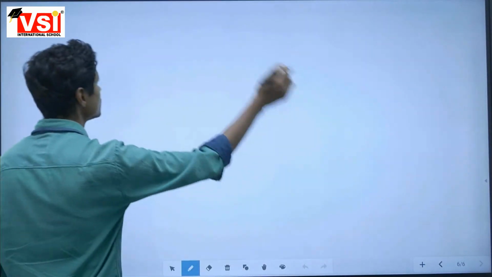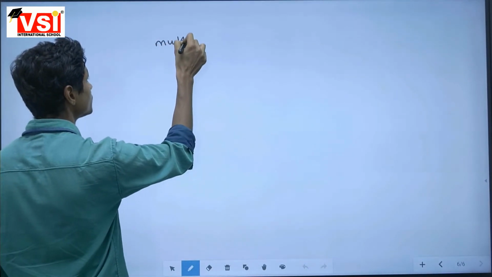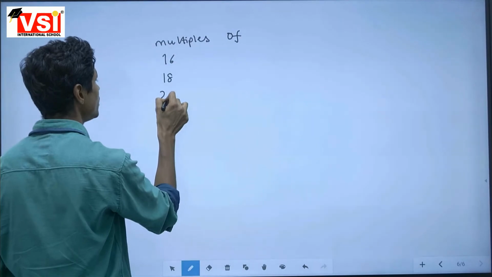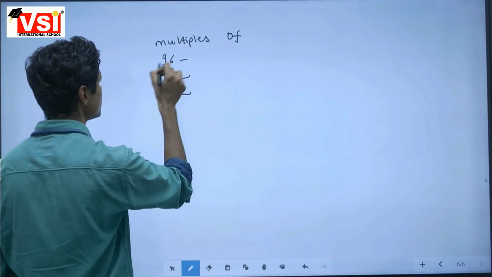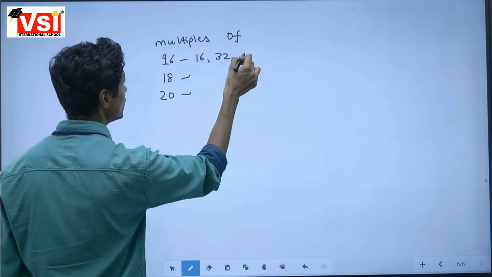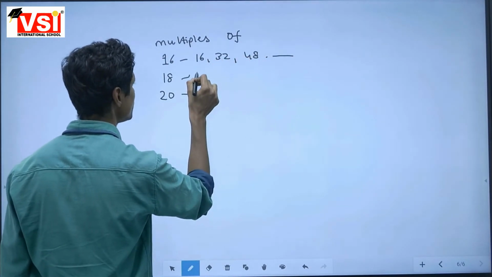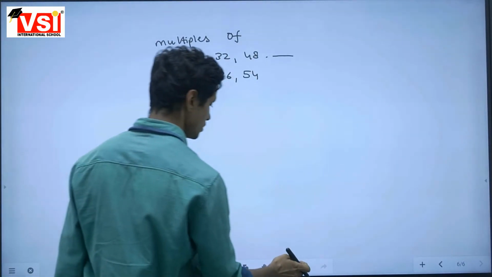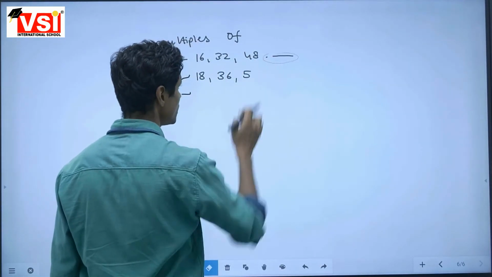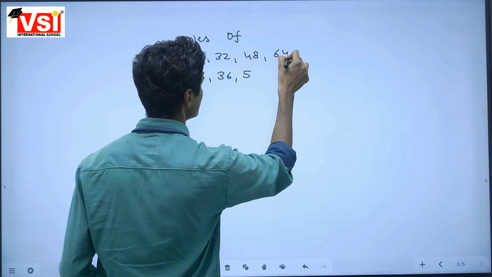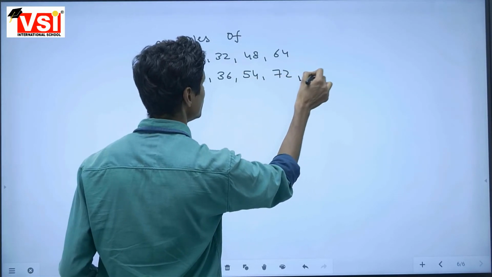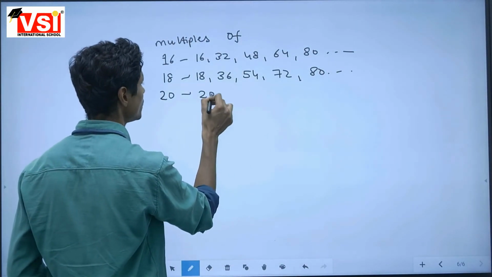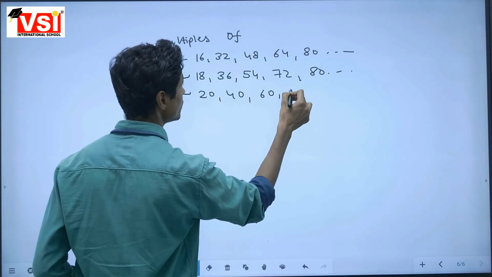Right? Now come the multiples of 16, 18 and 20. So 16 has multiples 16, 32, 48. 18 has 18, then 36, then 54. No common one. Just continue writing the multiples. 48, then 64, and here 54, and here 72, here 80, again 80, and 20, 20, 40, 60, 80.